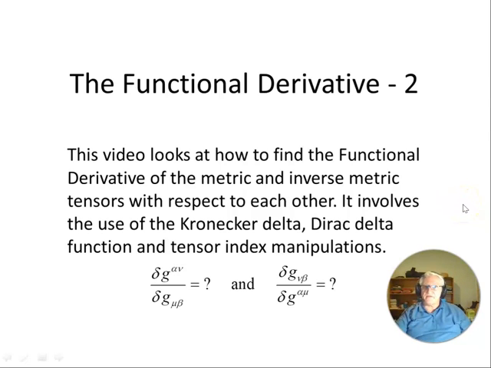Now this video looks at how to find the functional derivative of the metric and inverse metric tensors with respect to each other. It involves the use of the Kronecker delta, Dirac delta function, and tensor index manipulations. So in particular, we're going to be looking at this particular variation. It's the variation of the inverse metric with respect to small changes in the metric, and the variation of the metric with respect to small changes in the inverse metric. And we'll also have a look at, finally, a third case as well. So let's make a start.